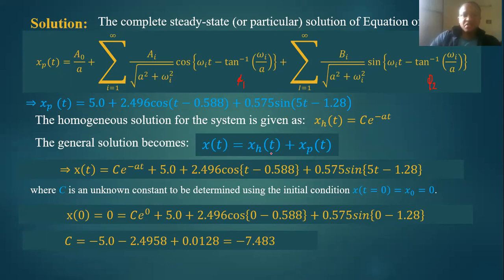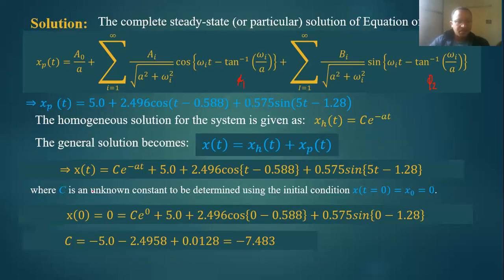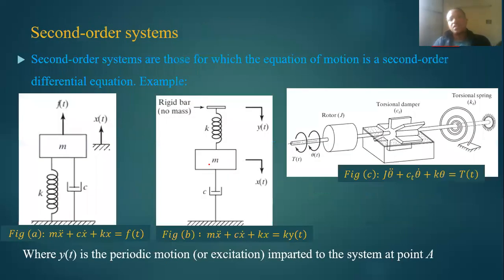Now, just substituting the homogeneous equation, also C e raised to the power of AT, into this equation, we get the general equation. Now apply the boundary condition x of 0 equals 0, and from this we can find C, which is minus 7.483. Applying this value to this equation, we get the final equation. Okay, this is all about the first order system.